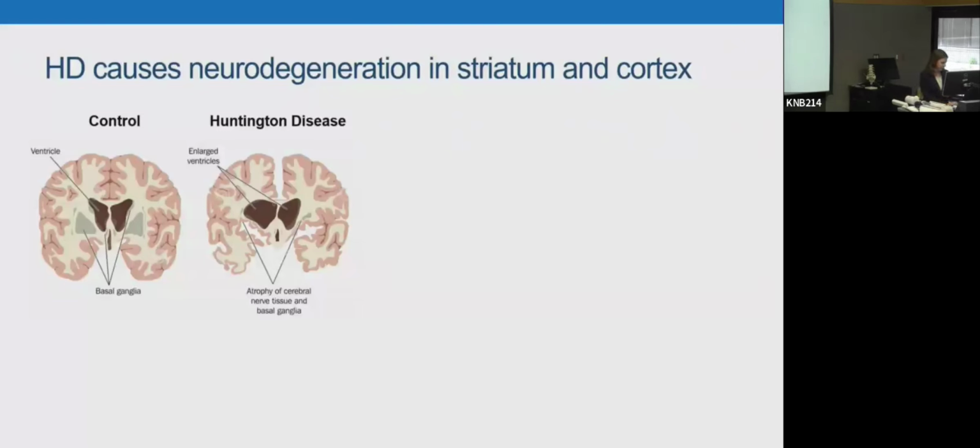So here, I'll just use my pointer on the screen. Here is a cartoon of a normal brain, and the basal ganglia, including the striatum and other structures, is shown in gray here. And then this is an example of somebody with Huntington's disease. And you can see here that there's severe atrophy of different structures within the basal ganglia, which causes the ventricles in the brain to become enlarged. And then also the cortex all over is degenerated as well, and much smaller than the normal brain.